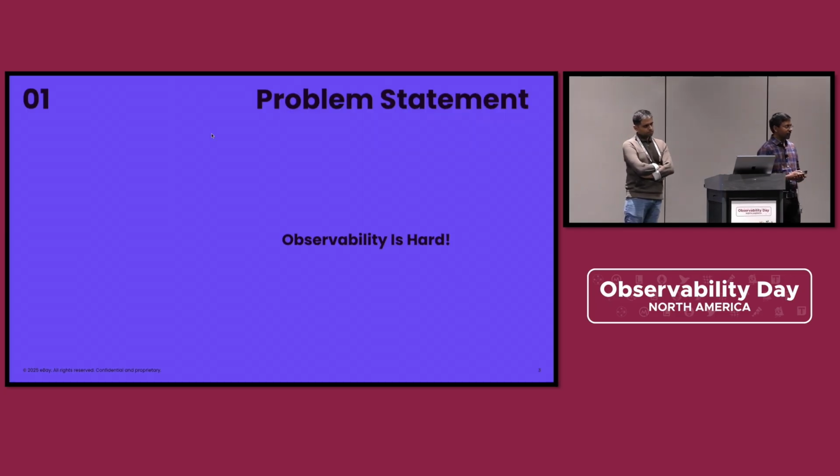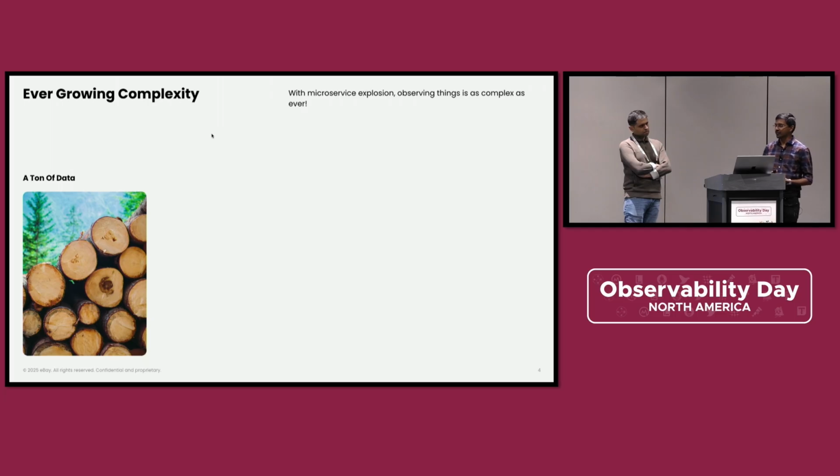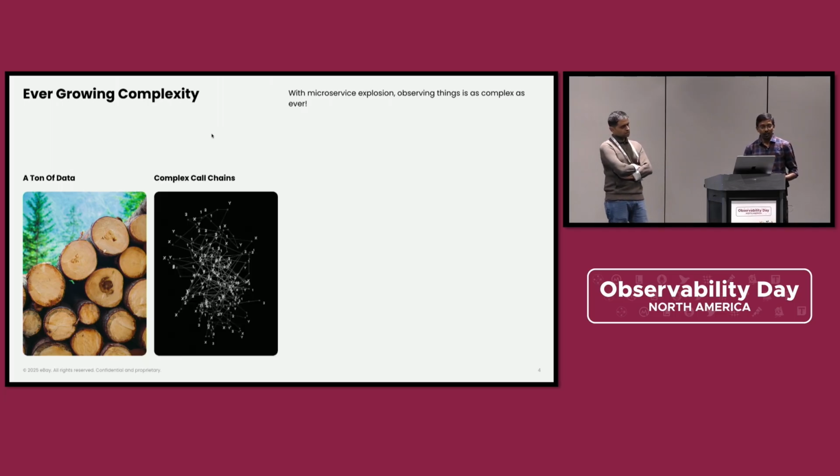So let's open up by saying that observability is hard, and with the number of microservices that are growing, observing becomes even more complex. We have a ton of data. The call chains become more and more complex. To give an example, some of our APIs make hundreds of database calls, span over 100 microservices that they call over the call chain, and knowing where they fail, observing all of that manually can become very tedious.